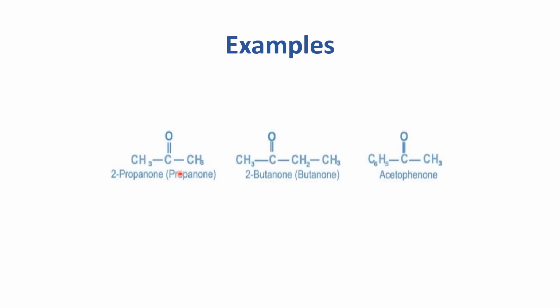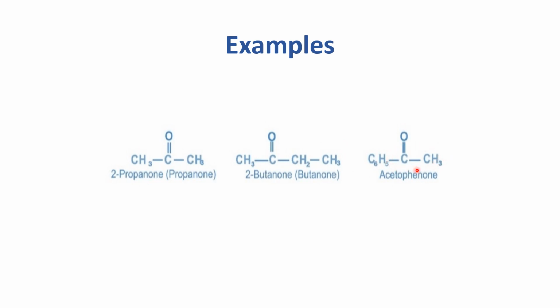Here we have examples. It is 2-propanone. क्योंकि यहाँ पे 3 कार्बन एटम्स हैं तो उसके लिए हम प्रोपेन यूज करते हैं, वहां पे हमने E को रिप्लेस कर दिया with one. So यहाँ पे हमारे पास 4 कार्बन एटम्स थे तो it would be 2-butanone क्योंकि जो कार्बन है that is at position number 2. So यहाँ पे जो है it is acetophenone.